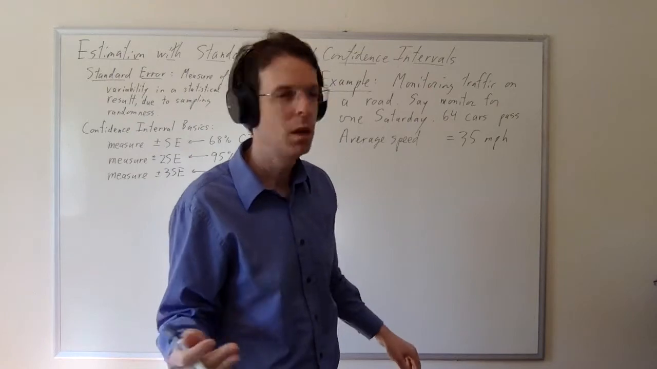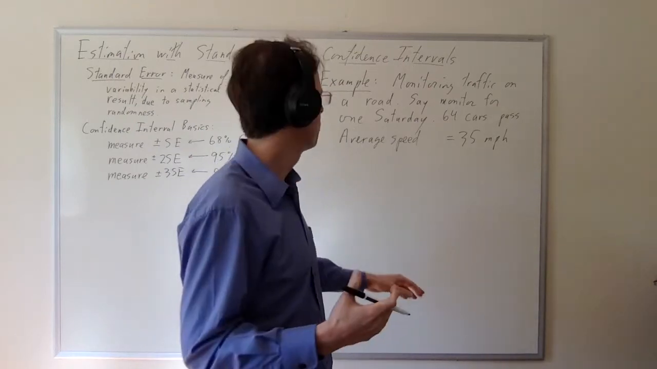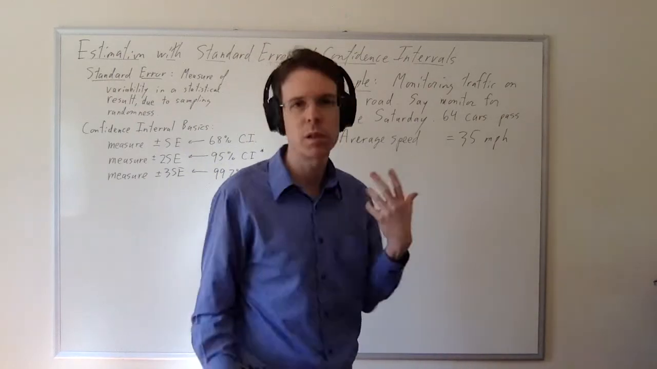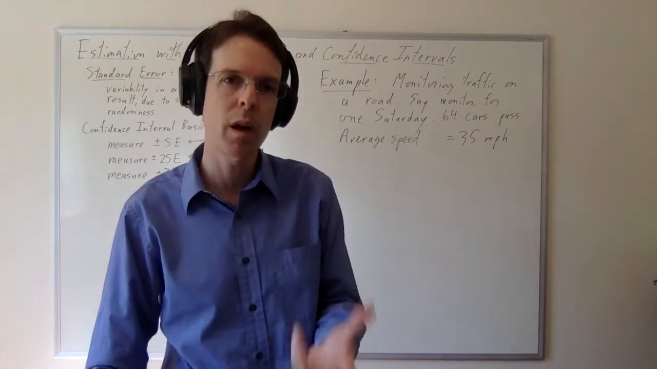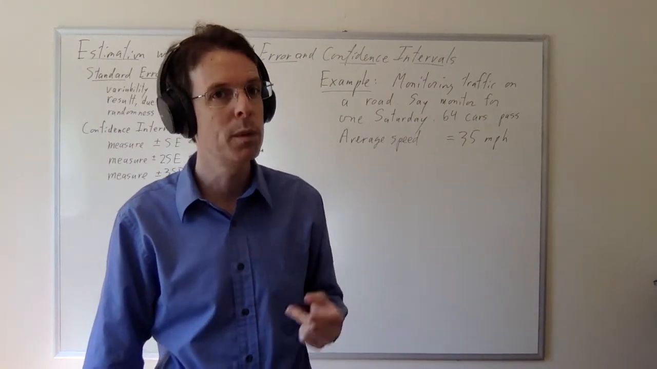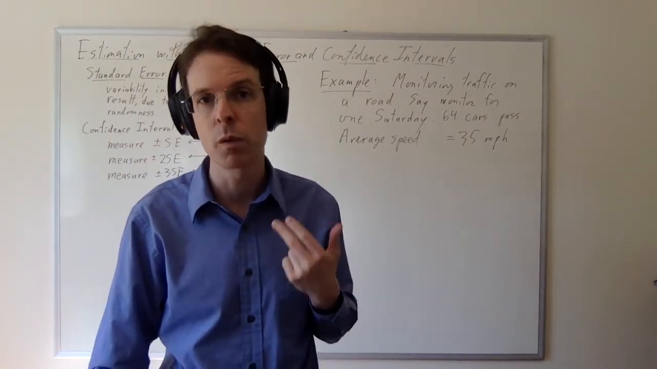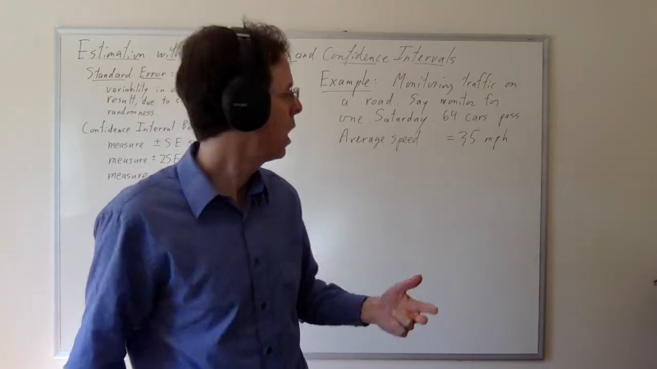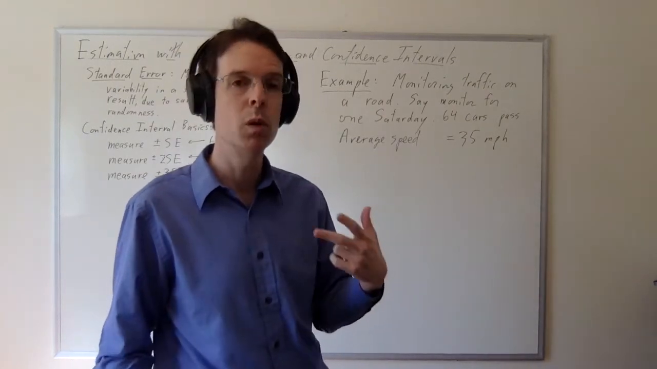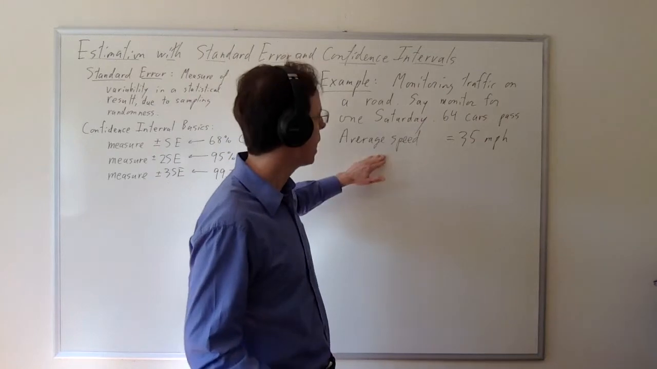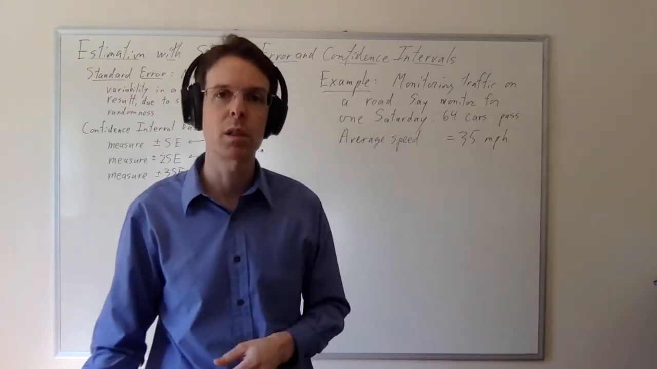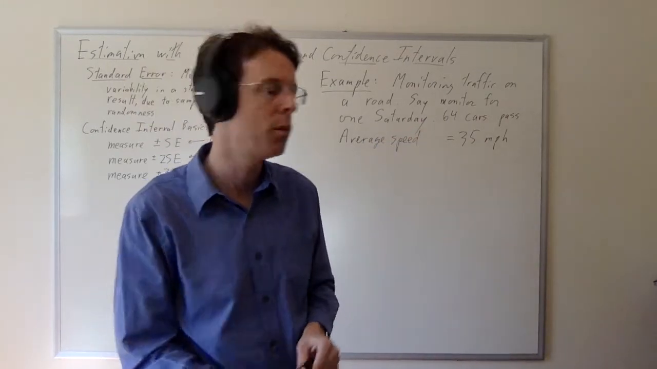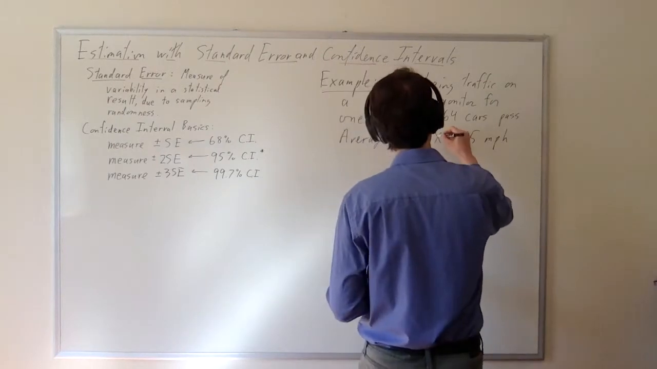Should it be a mu? Should it be an X bar? Should it be something else? There are two symbols in statistics that are standard for an average, and they are X bar and mu. The difference between them is that X bar refers to the sample and mu refers to the population. X bar is a statistic, mu is a parameter. This average is the average measured for these 64 cars, and so that's the sample average, and that's X bar.